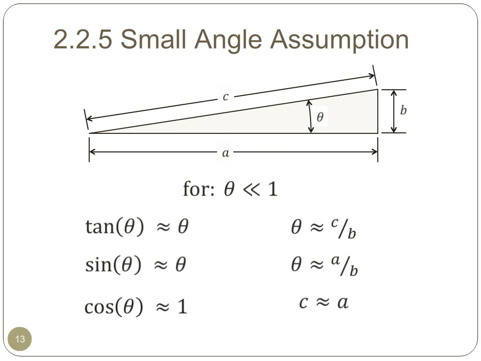For engineering materials, the shear strain and strains are normally very small, or much less than 1. This allows us to make some simplifying assumptions. Primarily, we can make the small angle assumptions. This allows us to assume that tangent of theta is approximately theta, sine of theta is approximately theta, cosine of theta is approximately 1, theta is approximately equal to C divided by B. Theta is also equal to, or approximately, A divided by B, and C is approximately A.